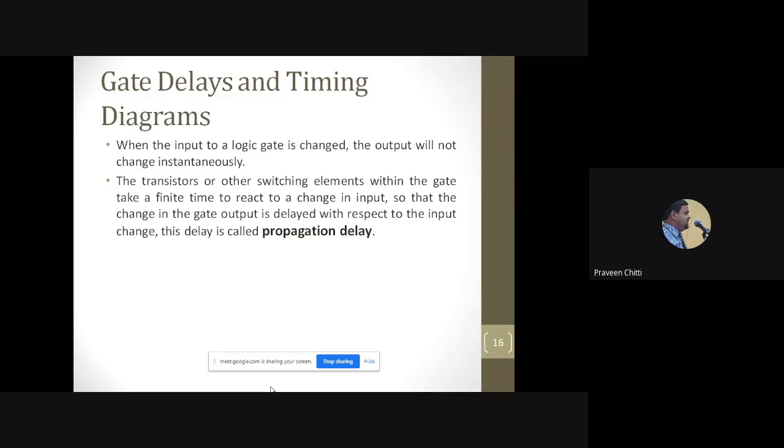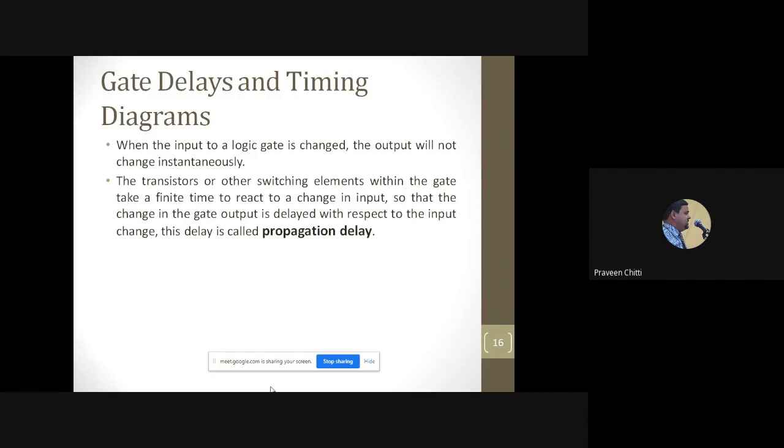But in reality, this doesn't happen because all these gates we have studied use switching elements like transistors or FETs. And since the gate in turn uses switching elements like transistors or FETs, these switching devices need a certain finite time to react to the change in the input so that the change in the gate output is reflected. This change in the gate output is delayed with respect to the input change, and this delay itself is called the propagation delay of the gate.